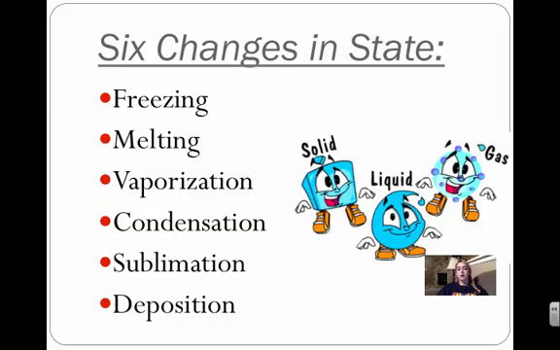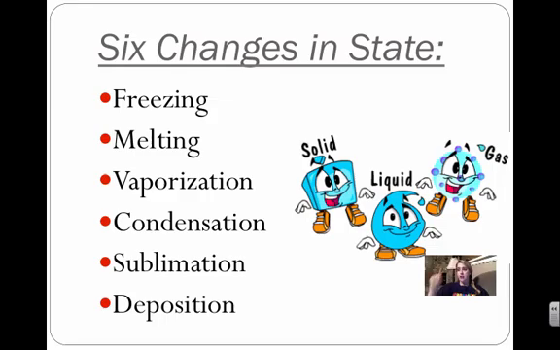All right, so told you earlier we were going to talk about the 6 changes in state. You've heard most of them before. I know you've all heard of freezing, taking a liquid to a solid, and the opposite of that is melting, taking a solid to a liquid. Then you have vaporization. That's when you take that liquid to a gas state, boiling off a pan of water, for example. Condensation is going to be the opposite of that. You're going from a gas back into a liquid.